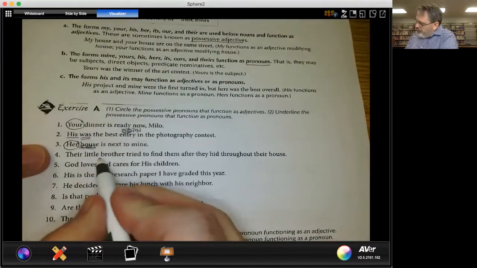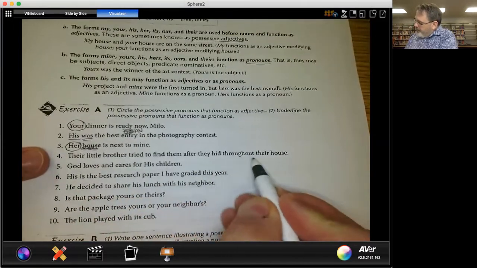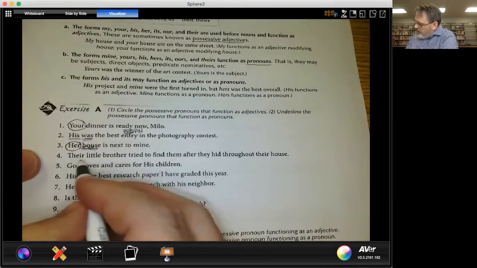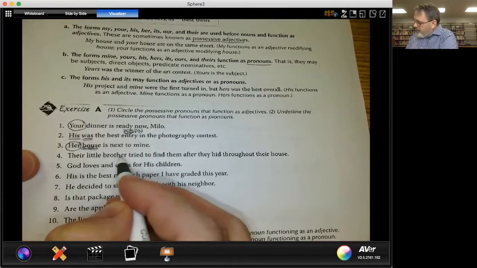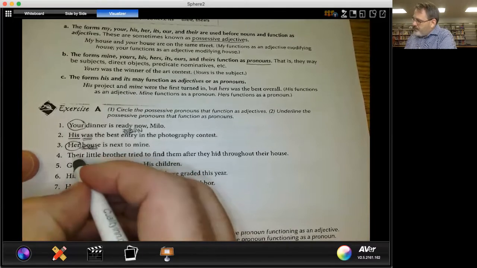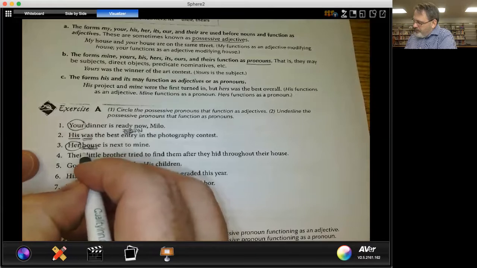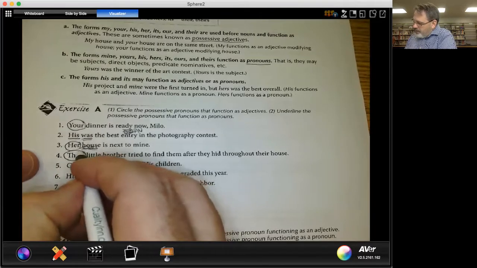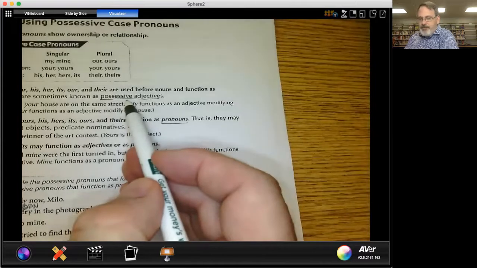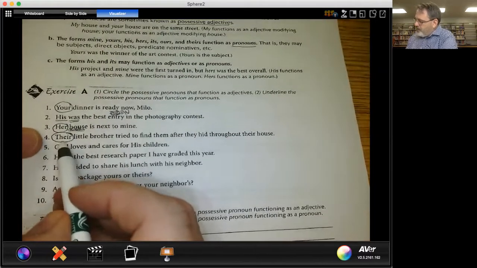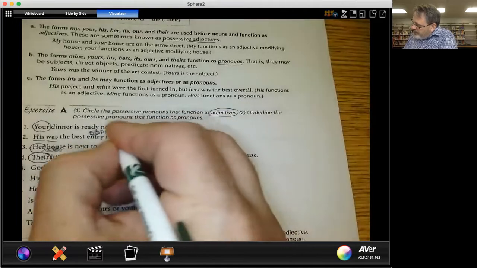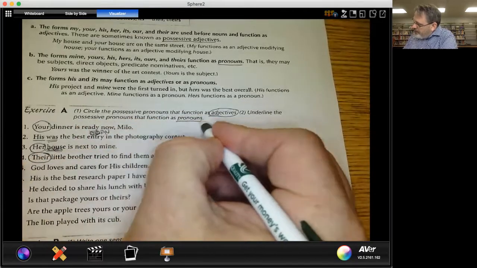Their little brother tried to find them after they hid throughout their house. Okay. Their little brother tried. Whose brother? Their brother. Well, their is also in our list of adjective pronouns, possessive pronouns, or possessive adjectives, as they say right here. So their should be circled because their is functioning as an adjective. And then if it's a pronoun, whatever.